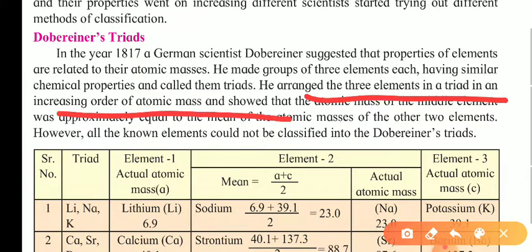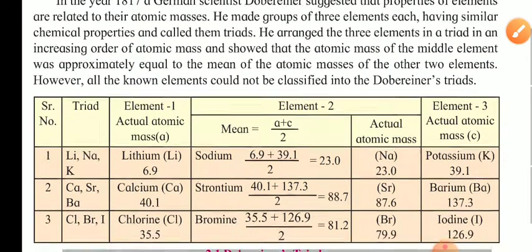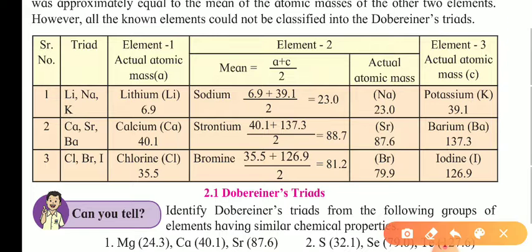He arranged them in an increasing order of their atomic masses, and in that he said, the second element, you can see over here, element 2, the atomic mass of that particular element will be the average of the first and third. First he arranged them in increasing order of atomic masses, and then he said the central one will have an atomic mass that is the average of the first and third atomic masses.